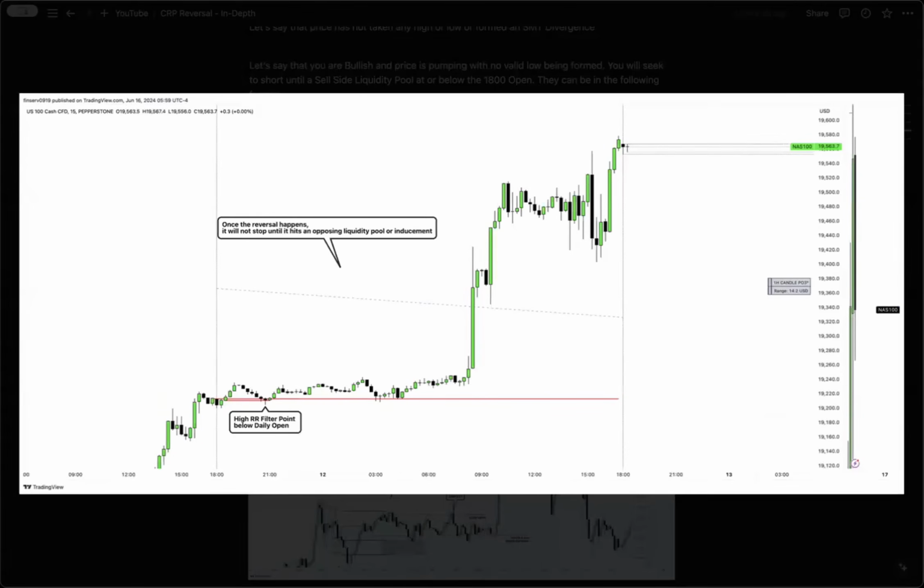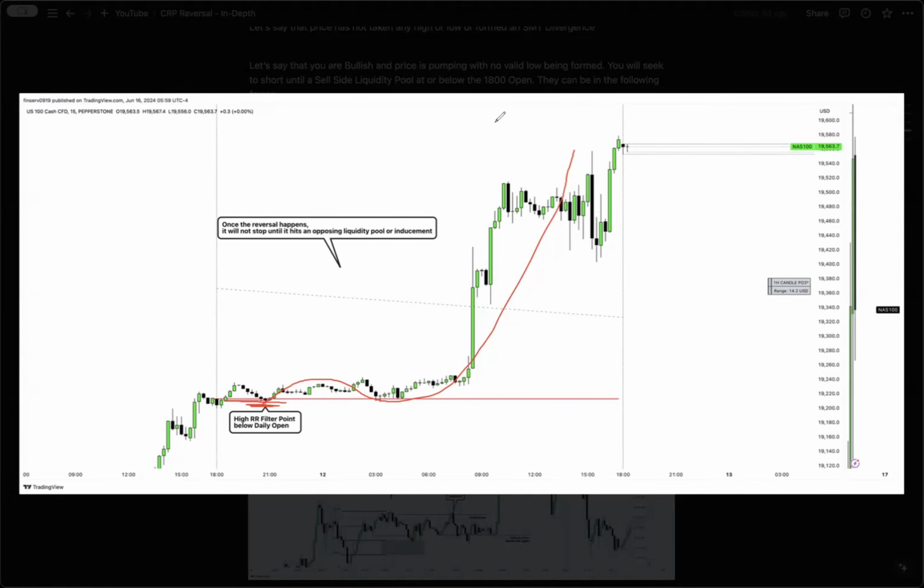Okay, next one. So right here, what do we have? Reversal profile. Why is it a reversal profile? Because that's the open right there. So this is close number 1, close number 2, close number 3. That's enough to know that it's a reversal. And there's a high RR filter point right here below the daily open. Okay, so there's no need to go back below this low again. Retrace and continue higher. So that's the reversal.